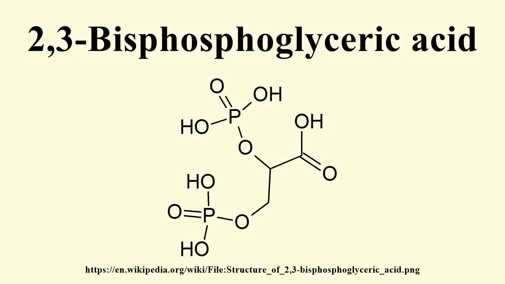2,3-bisphosphoglyceric acid is a 3-carbon isomer of the glycolytic intermediate 1,3-bisphosphoglyceric acid. 2,3-BPG is present in human red blood cells at approximately 5 mmol/L. It binds with greater affinity to deoxygenated hemoglobin than it does to oxygenated hemoglobin due to spatial changes. 2,3-BPG fits in the deoxygenated hemoglobin configuration, but not as well in the oxygenated.